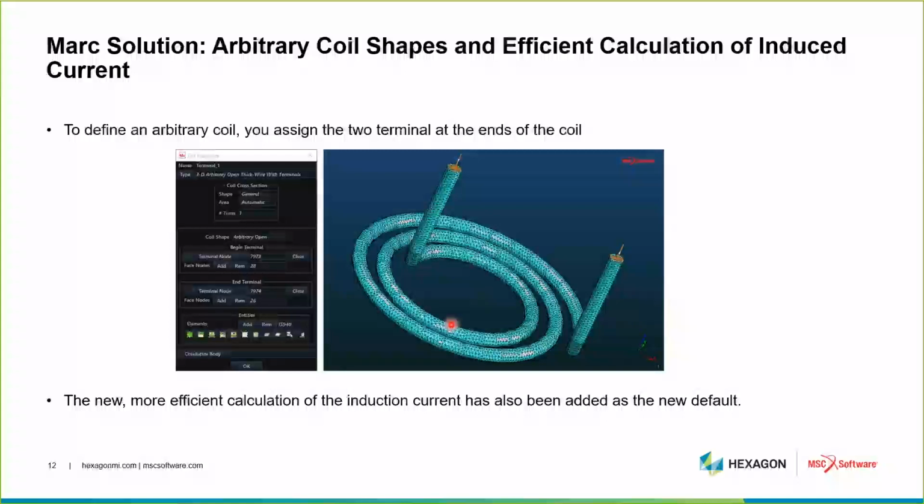And so the procedure is actually quite simple. You just have to define your terminal nodes, your begin and your end, and mesh up your solid, and you have your coil shape however you would like it to look. The new, more efficient calculation of the induction current is the new default. So you don't have to set anything to get the better performance that we're going to show.